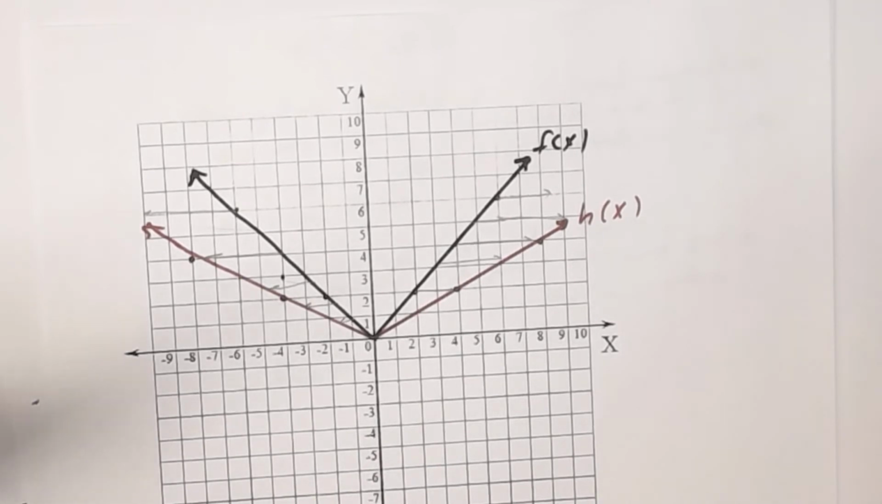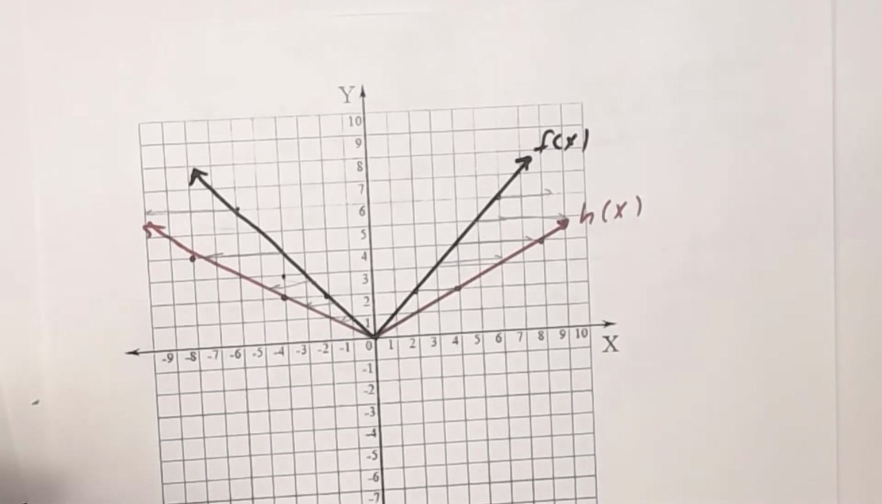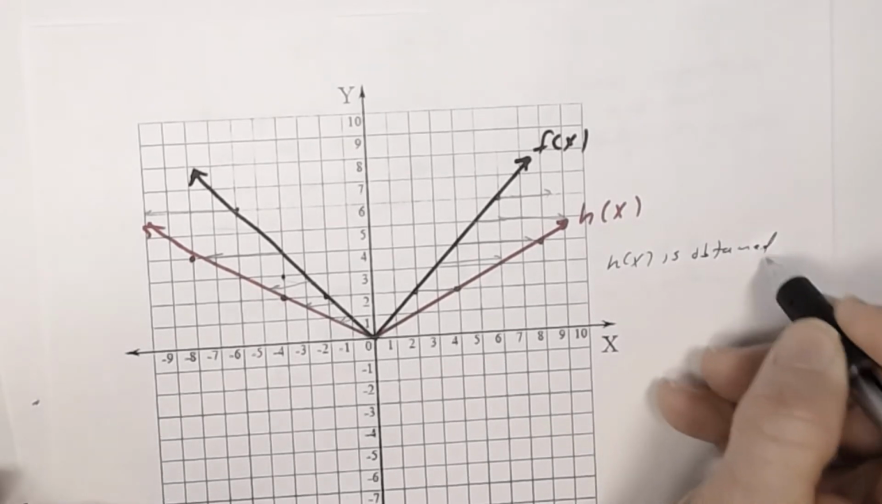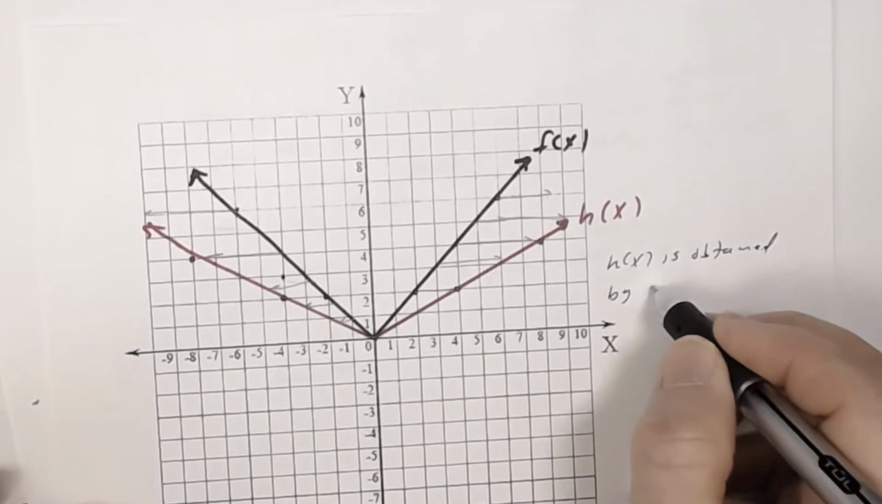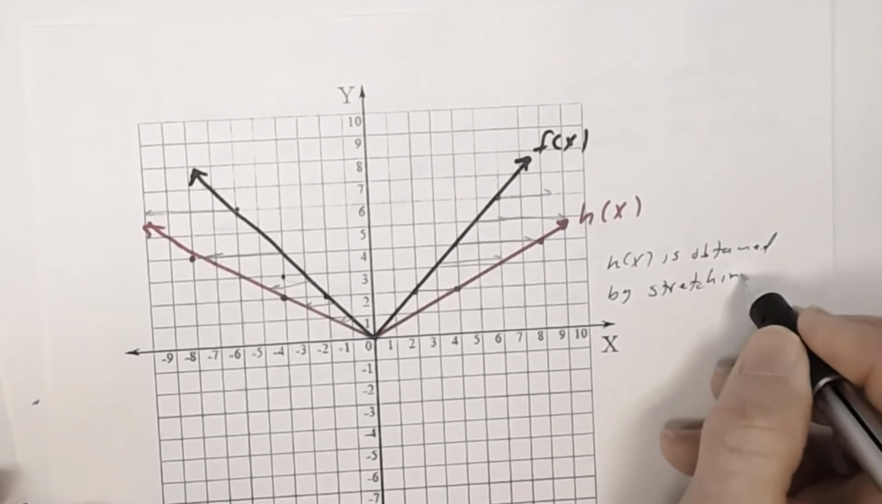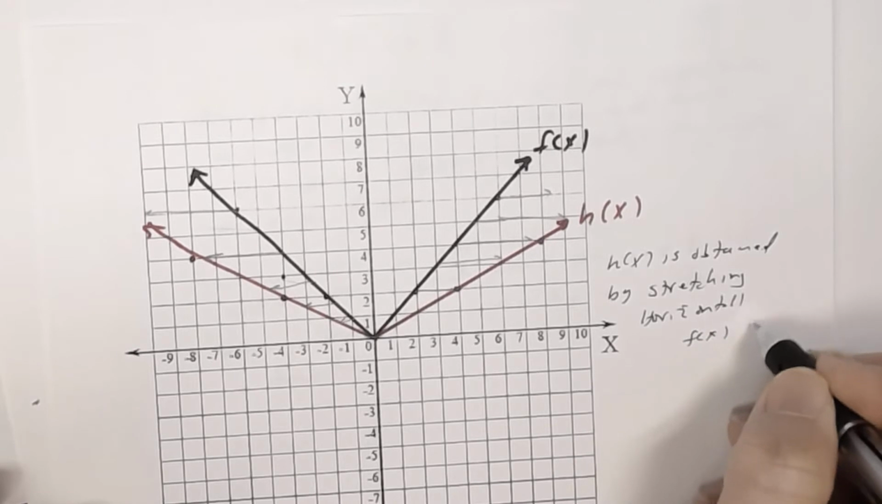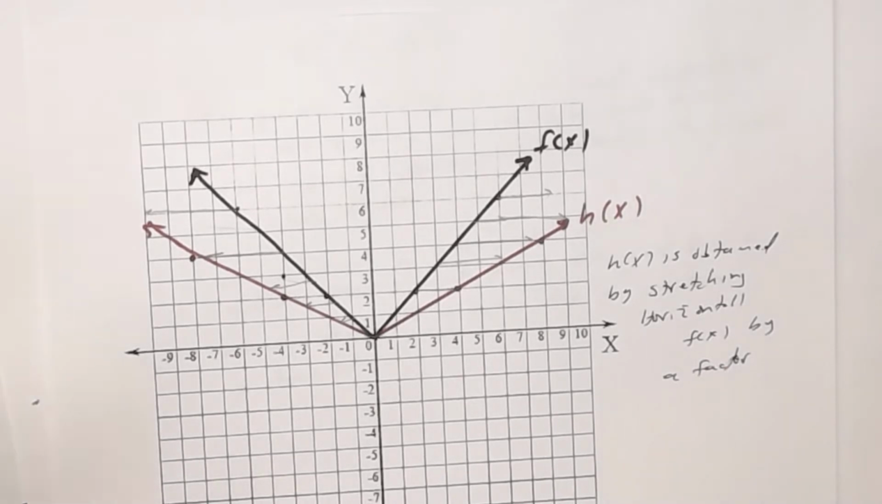All right, so what I want you to see so far is this: h of x is obtained by stretching f of x horizontally by a factor of some number. But by a factor. Okay, and we need to figure out, well, what is that factor? That factor is going to be important. How do we determine that factor? And it's very simple to do.